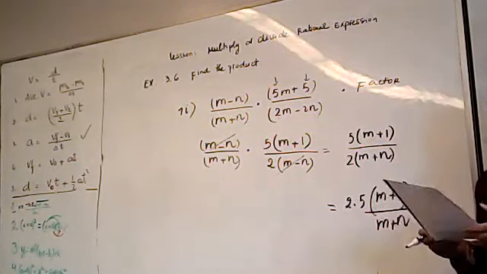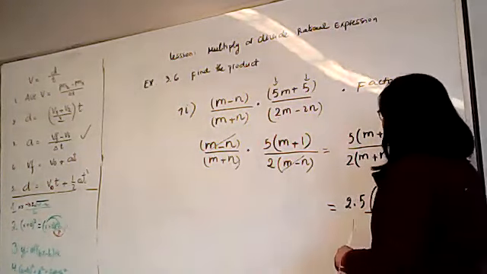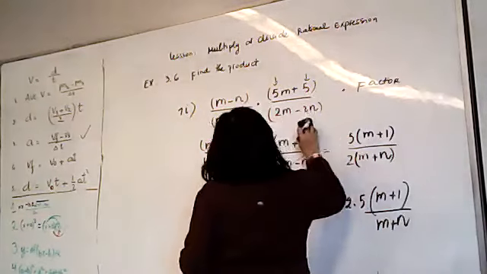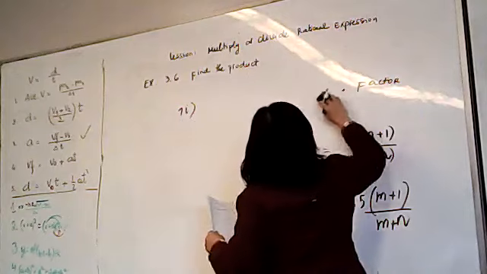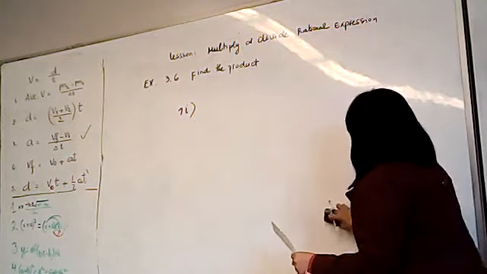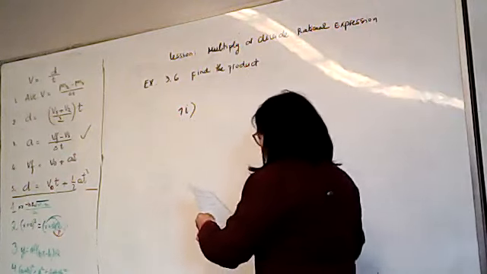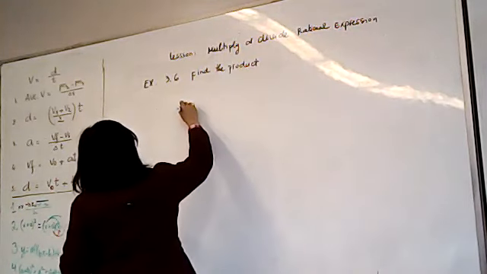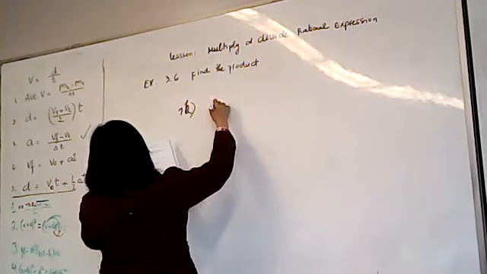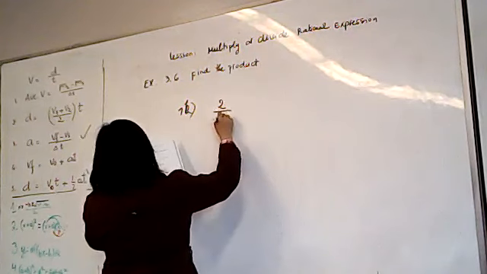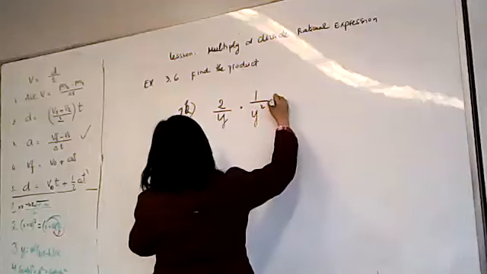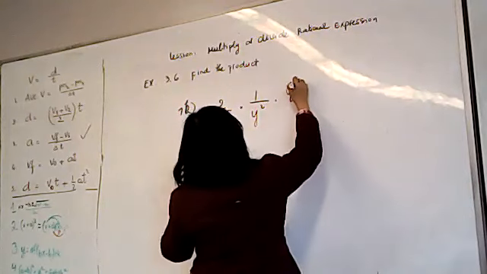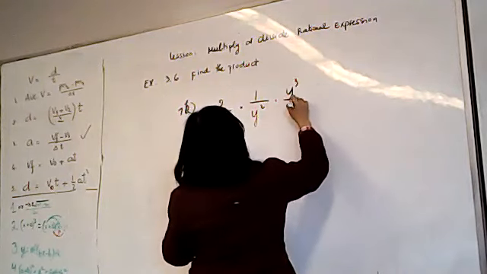No. I need it like shown. Really? Okay. Okay. Wait, 1K, right? So you have 2 over y times 1 over y square times y over 3 over a.